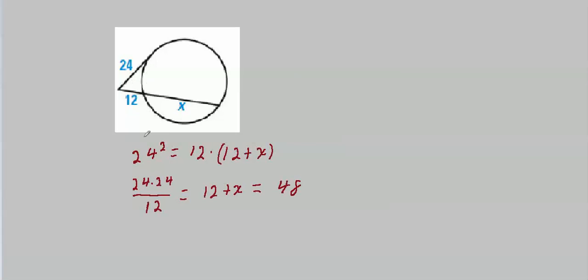So all we have to do is we lay this out. 24 squared is 12 times 12 plus x, because remember, it's not like the segments, the pure segments theorem. This is the secant segments theorem, which is a little bit different. It's this segment times the whole thing, which is written this way. So first thing we can do is divide both sides by 12. 24 times 24 divided by 12, that would be 2 times 24, which is 48. Now we subtract 12 from each side, and we get that x equals 36. Very easy.